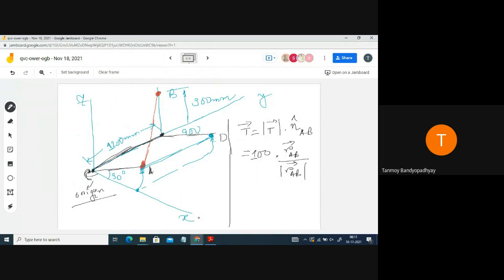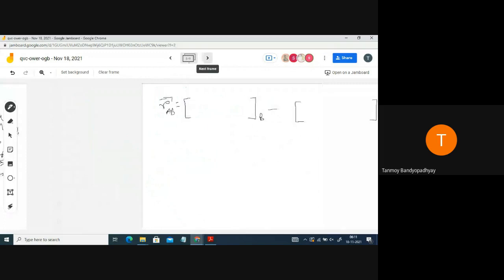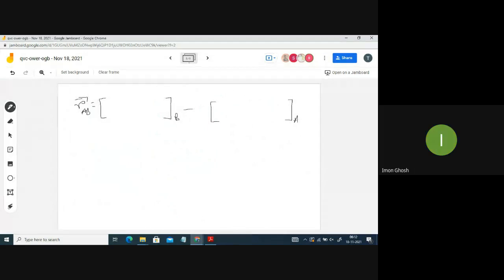So B is 0, and we are converting these into meters, okay? Why is x 0? B lies on the YZ plane, so x is 0. So the coordinates are 0, 1.2, 0.9.